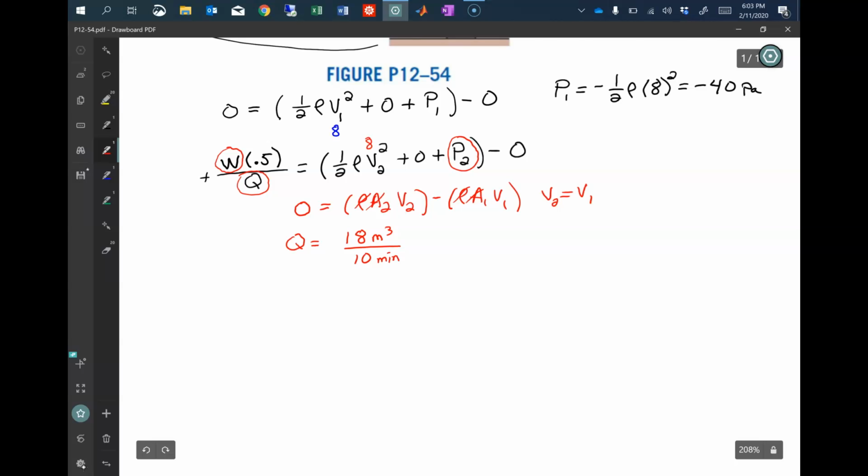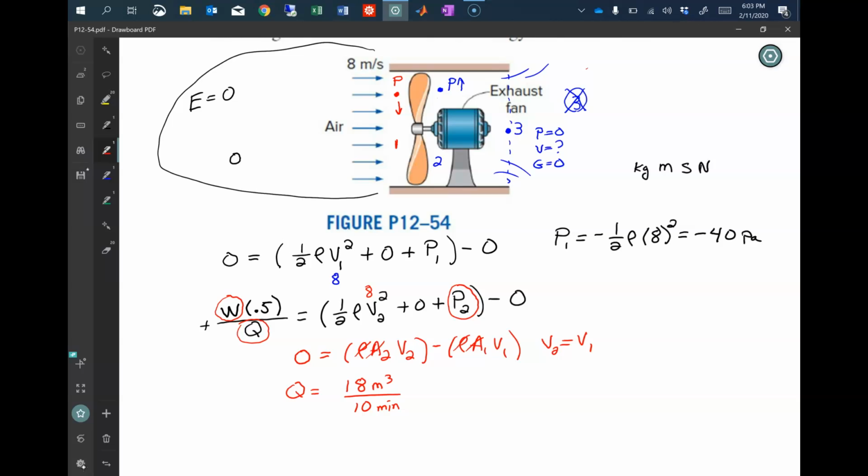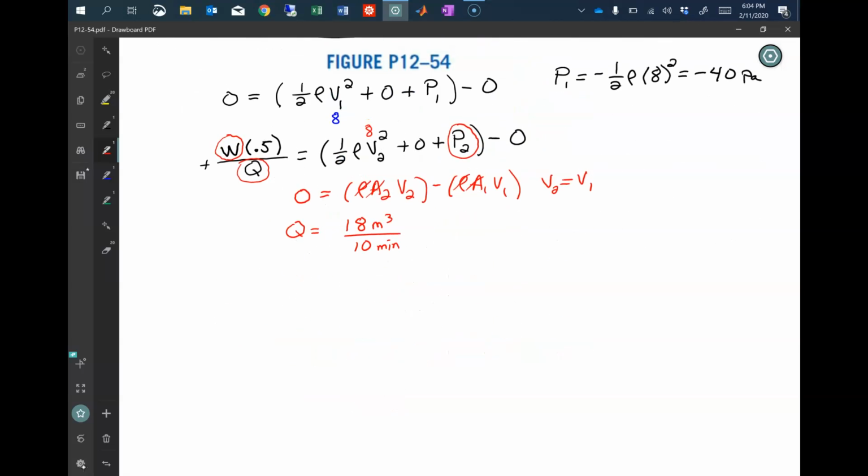Now you want to put everything in the common units: kilograms, meters, seconds, and newtons. So I've got to get rid of the minute. There will be 60 seconds in 1 minute. All right, so this is going to be cubic meters per second. So you get my calculator, and that'd be 18 divided by 10 divided by 60. So the Q is equal to 0.03, and it's going to be cubic meters per second. Okay, so I have the Q.